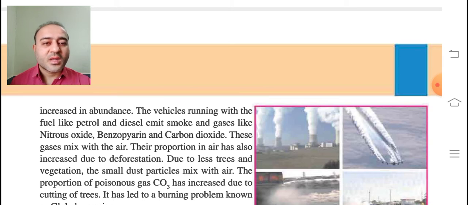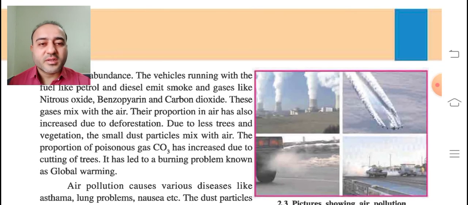Okay, due to fewer trees and vegetation, small dust particles mix with the air. The proportion of poisonous gas, so here it should be CO2, right? Not CO3. It should be CO2, which is carbon dioxide, has increased due to cutting of trees. It has led to a burning problem known as global warming. Now I'll explain this concept.